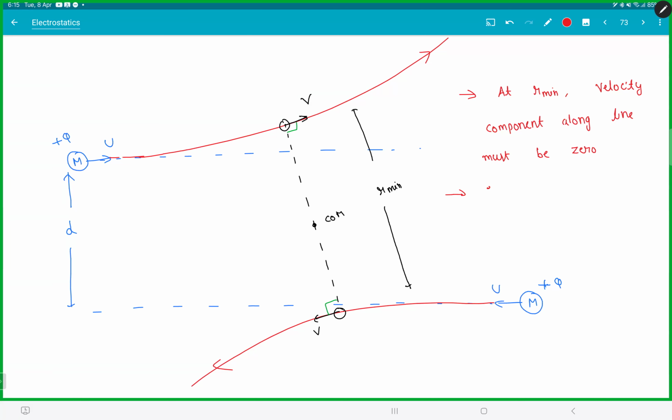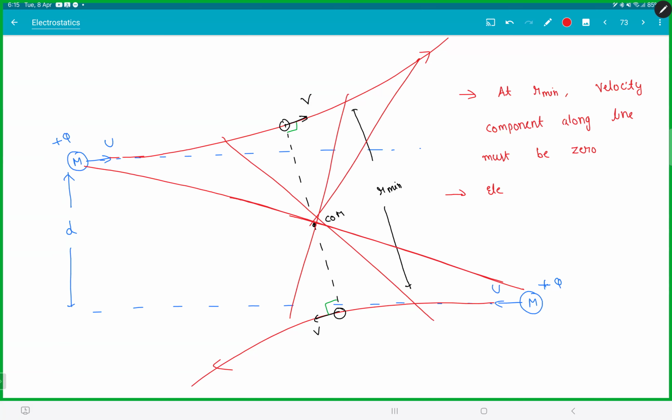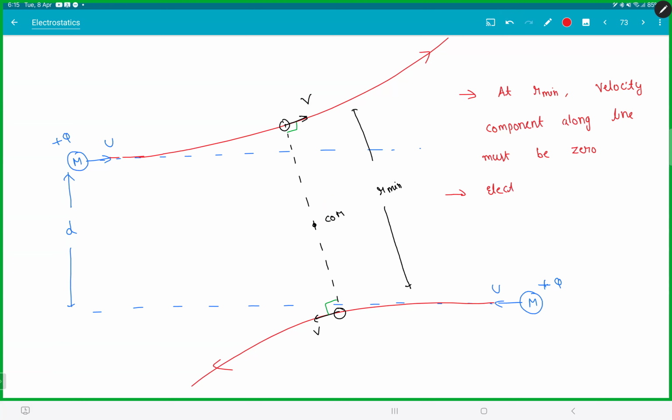The second point: electrostatic force. When they're repelling, the force is passing through the center of mass. No matter how long they travel, you'll observe that the force always passes through the center of mass. So if the force is always passing through the center of mass, then torque is 0. Therefore, torque about center of mass is 0, and angular momentum about center of mass is constant.